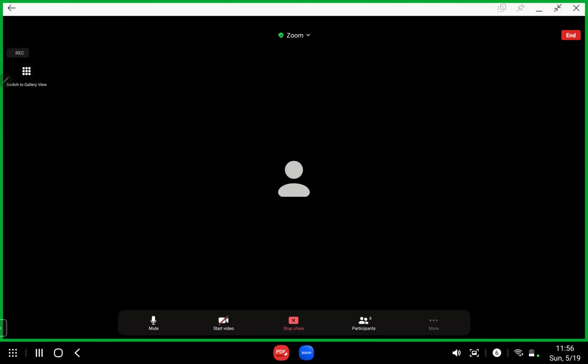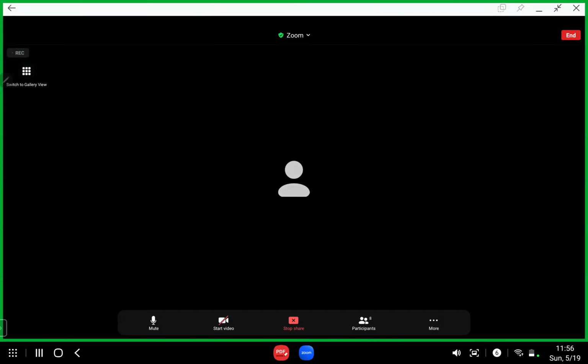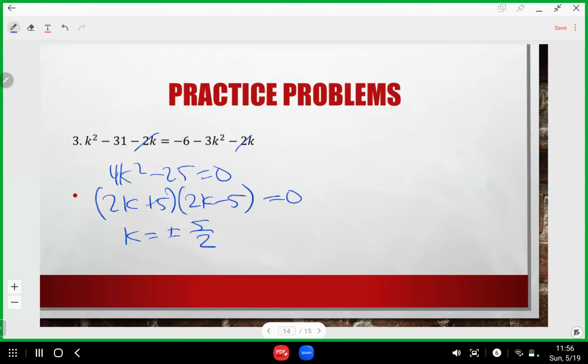If you got plus or minus 5/2, you almost got it. Disney, you almost got it, and Yuchen, you're also very close. I think you just divided by 4 instead of 2, but that's pretty close. It's just difference of squares. When you have two squares, x plus a times x minus a is equal to x squared minus a squared. So you have to recognize that these are squares, then we can use difference of squares.